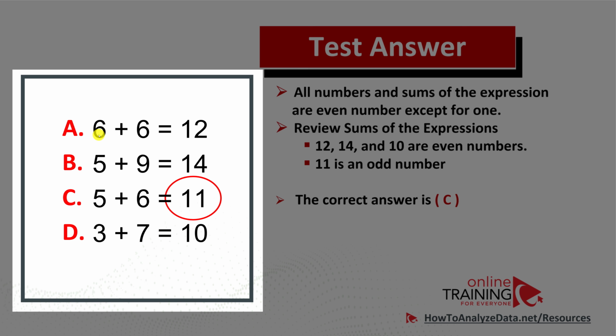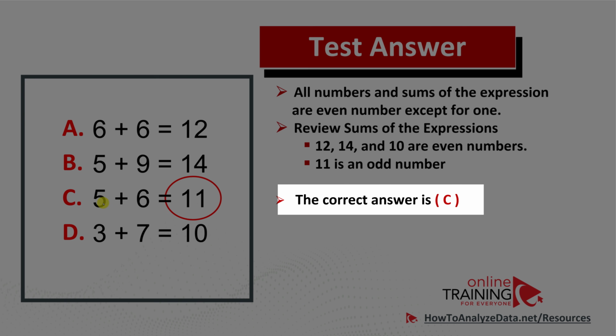If you look on the left side of the expression, you see that 6 plus 6 is the combination of even numbers, and you see that 5 plus 9 and 3 plus 7 is the combination of odd numbers. So expression C stands out because you have a combination of odd and even numbers in choice C. So the correct answer, as you might have figured out, is choice C. And there are multiple ways you can look for clues to solve these types of challenges.